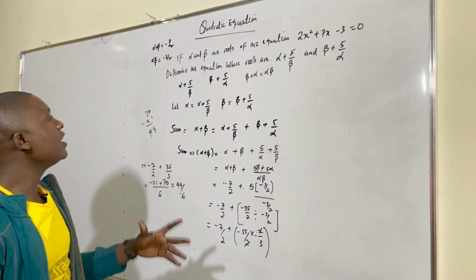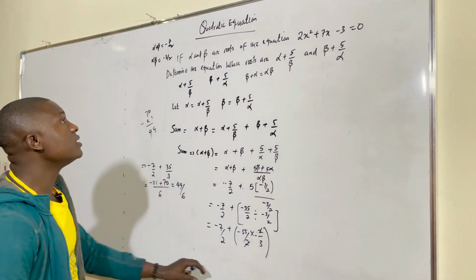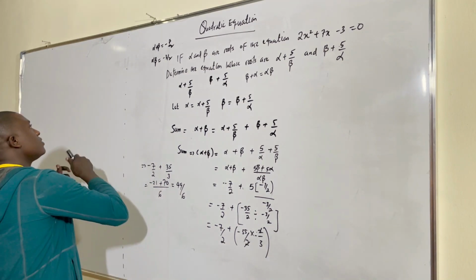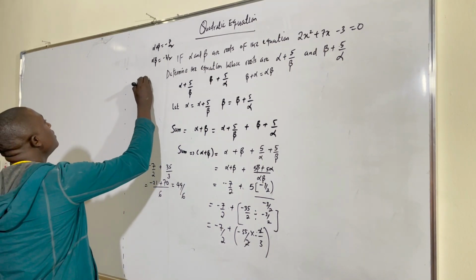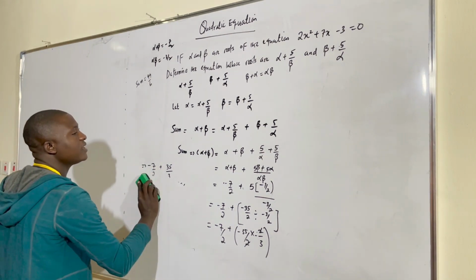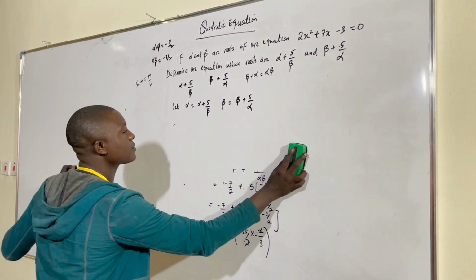You go further by finding your product as well. Let's just write the sum here. That is what we get for the sum. We have the sum to be 49 over 6. So now, the next thing is to find our product.